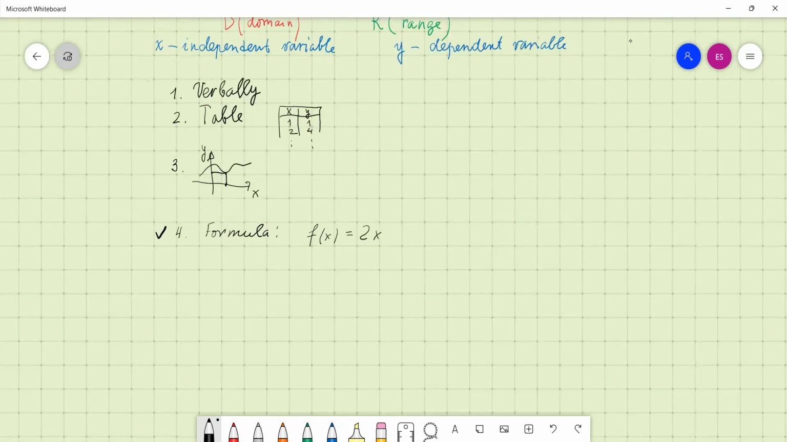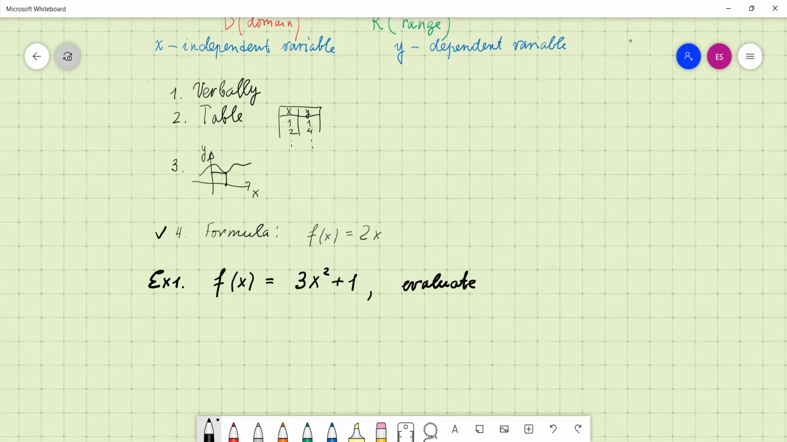We're going to start right now with the first example. Example 1. Let's imagine that somebody gives us a function as a formula: f of x equals 3x squared plus 1. And they're asking us, please evaluate this function.